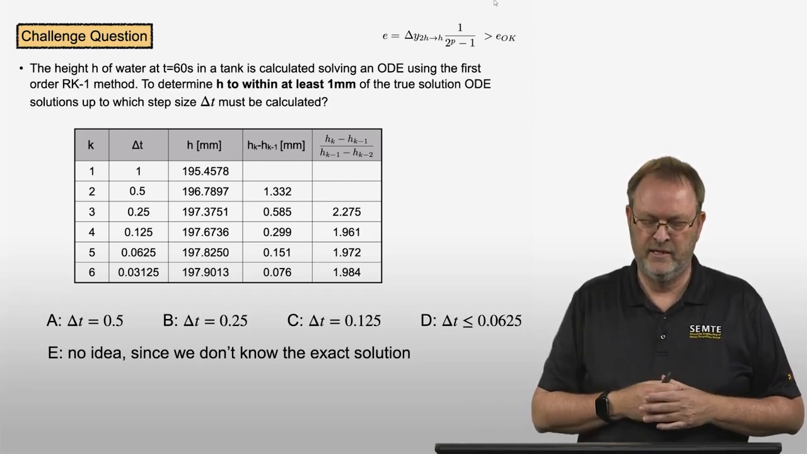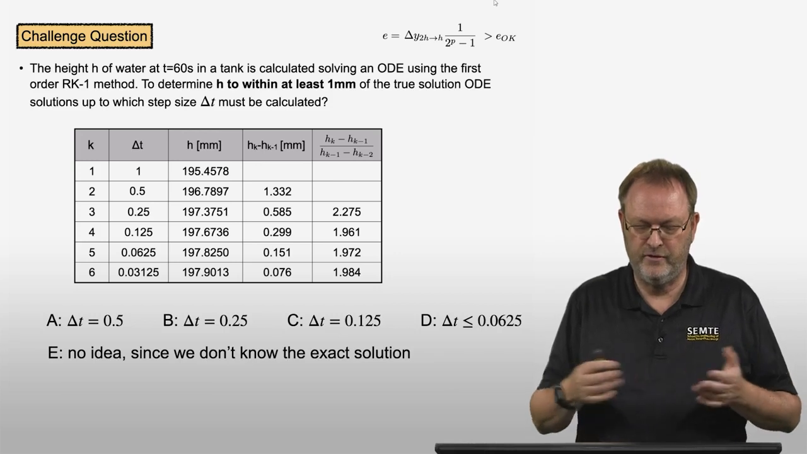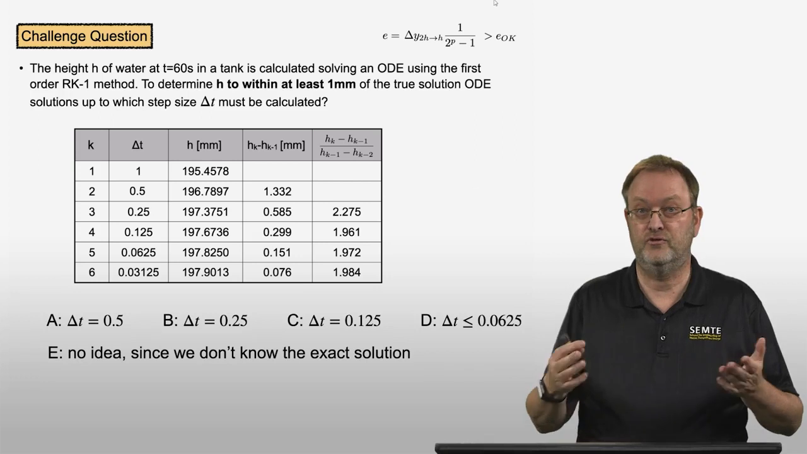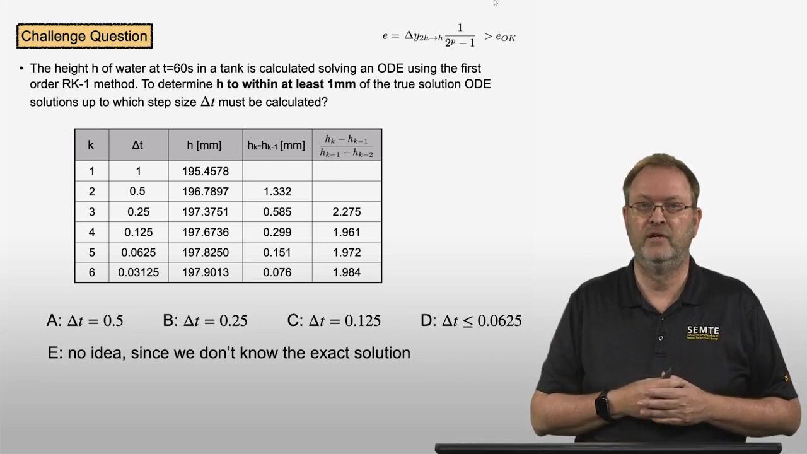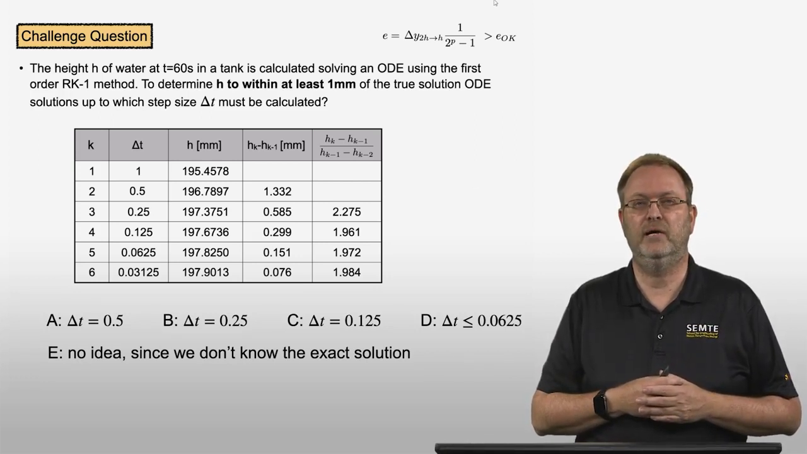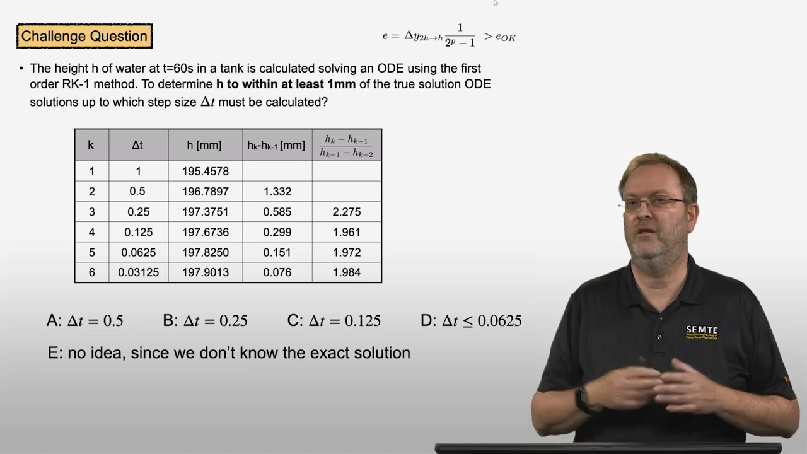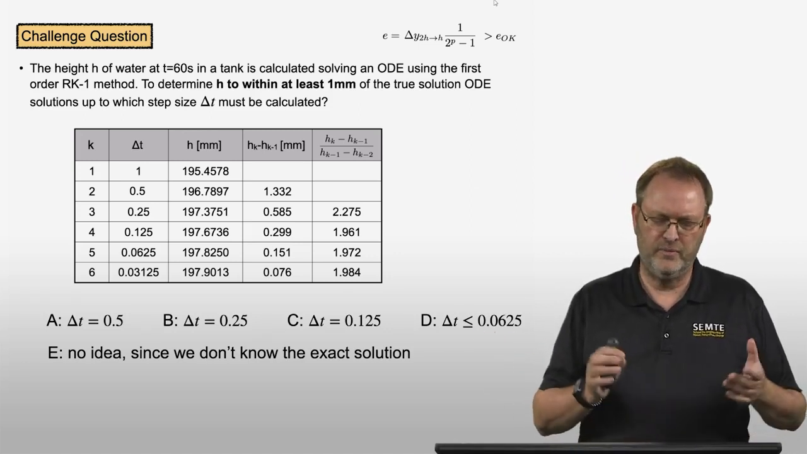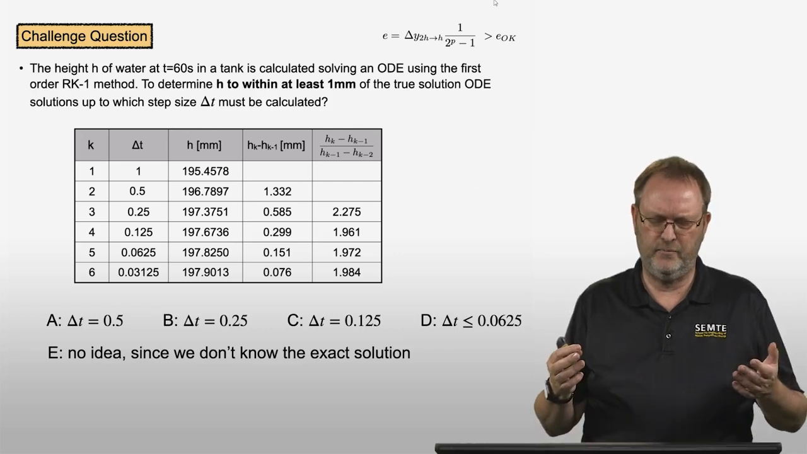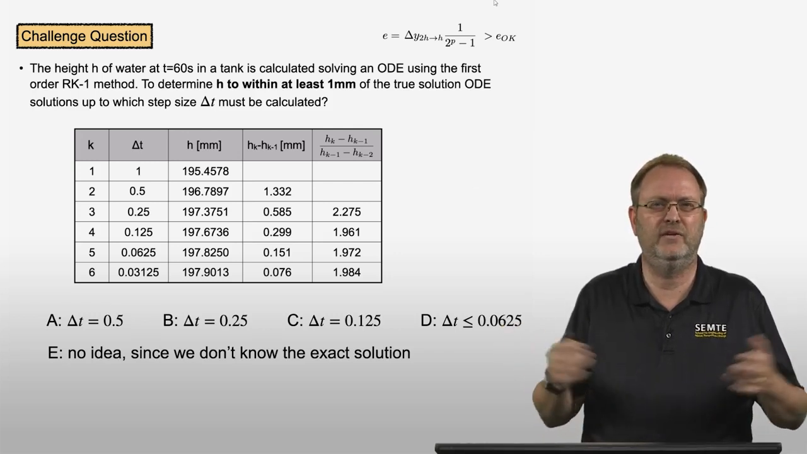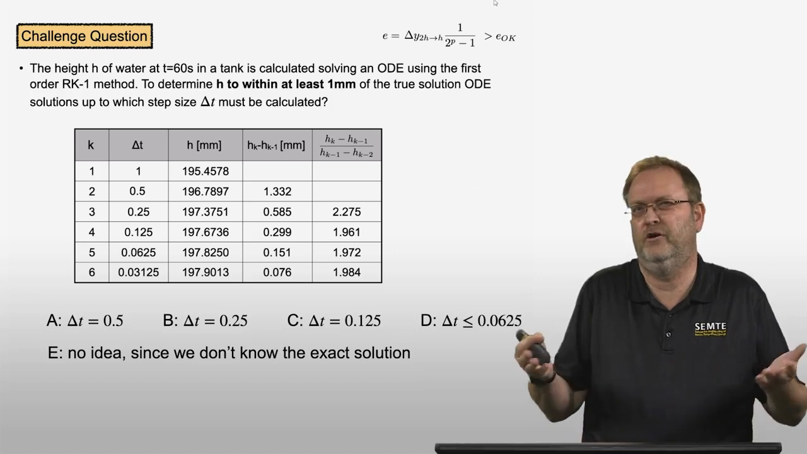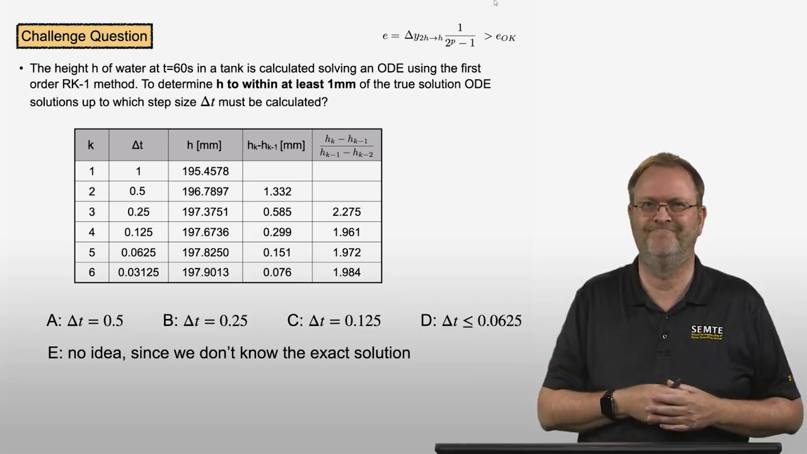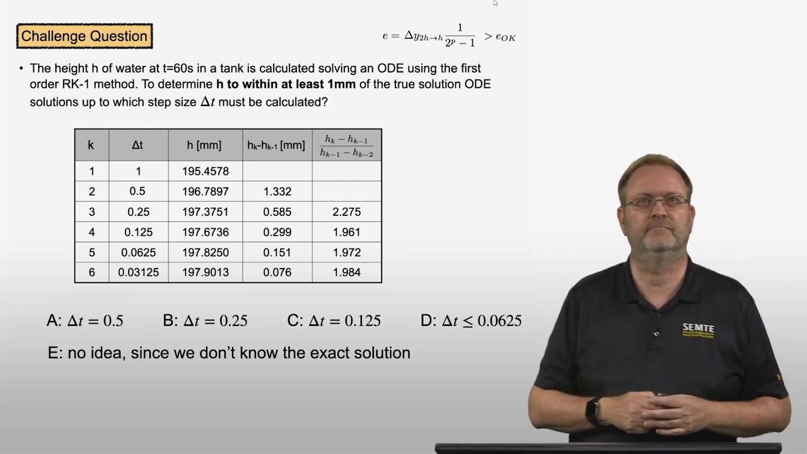The options that you have are for A, delta t equal to 0.5, so the second row data. B, delta t equal to 0.25, the third row data. Option C, delta t a factor 2 smaller, 0.125. And option D is, well, we'll have to do simulations less than or equal to 0.0625. Or your option E is, well, no idea, because we don't really know the exact solution. So how are we going to know whether we're within 1 millimeter of an unknown true solution? Please make your choice.